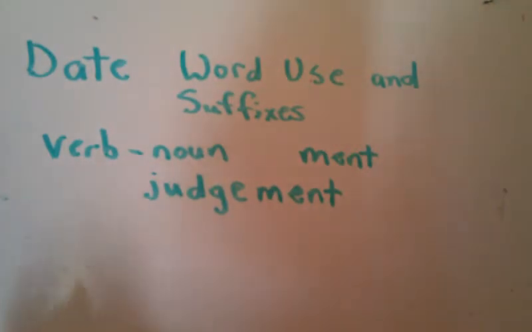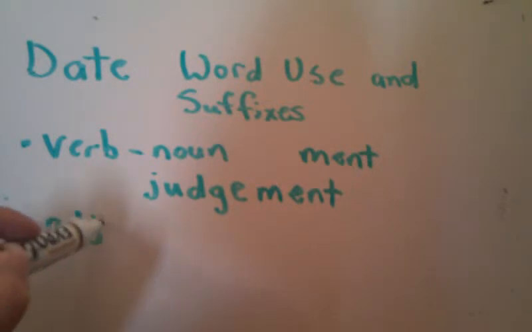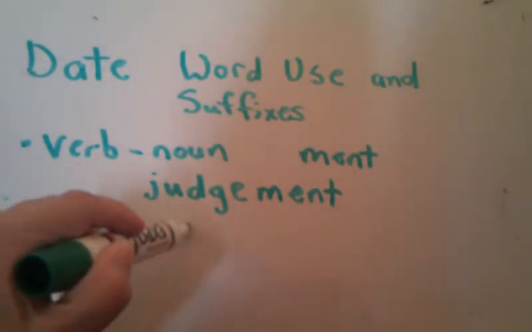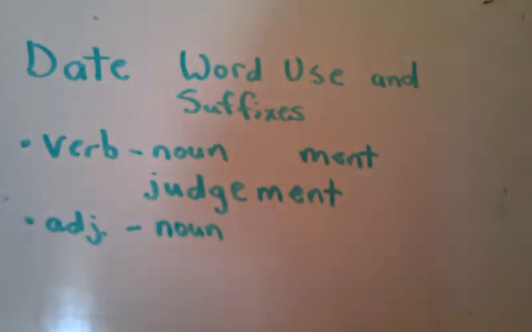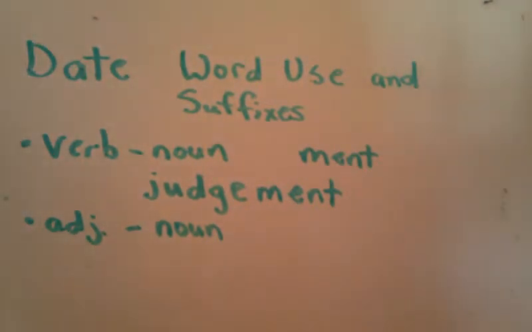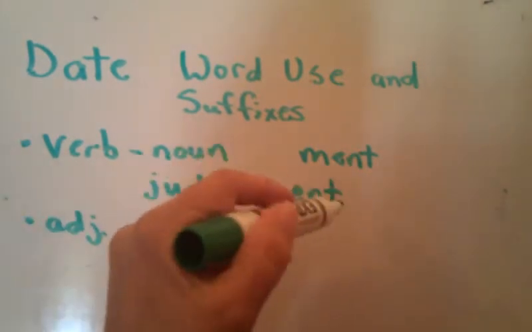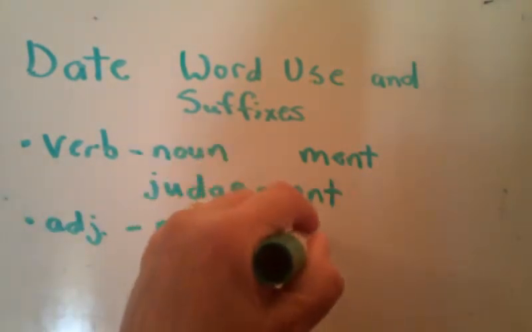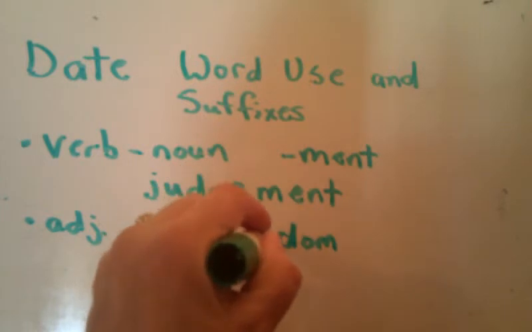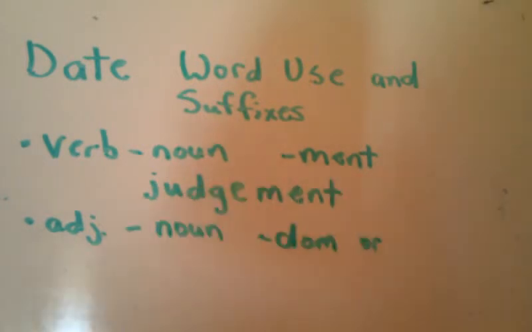Some suffixes can change adjectives to nouns. And the most common ones that we use to change adjectives to nouns are either D-O-M, I'm going to put a line before it, or N-E-S-S.